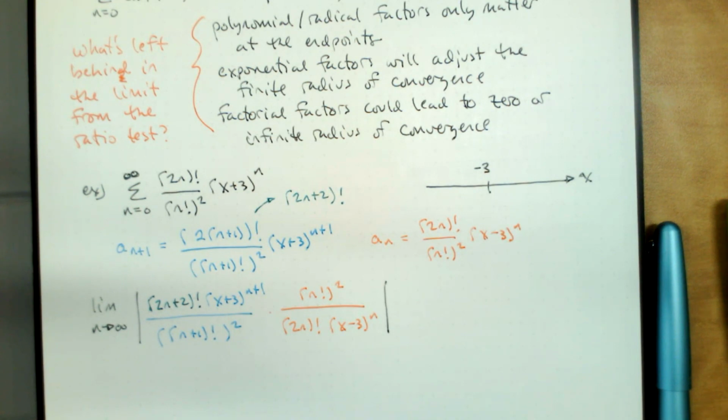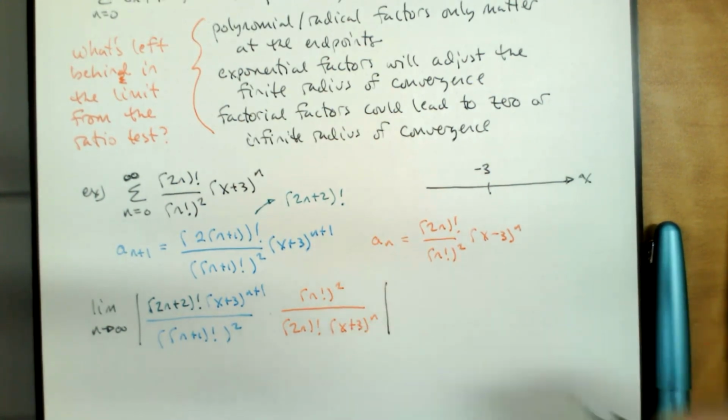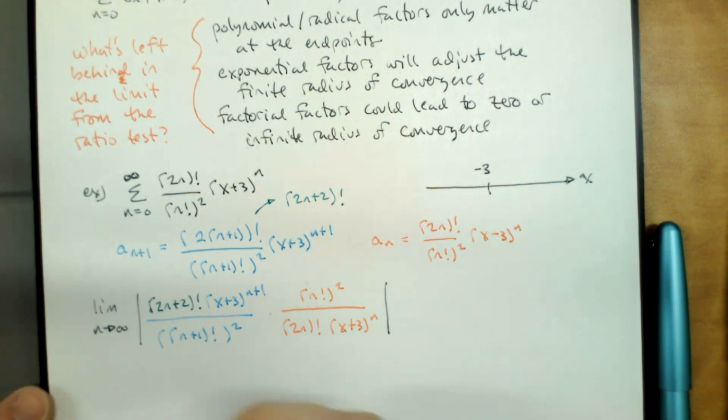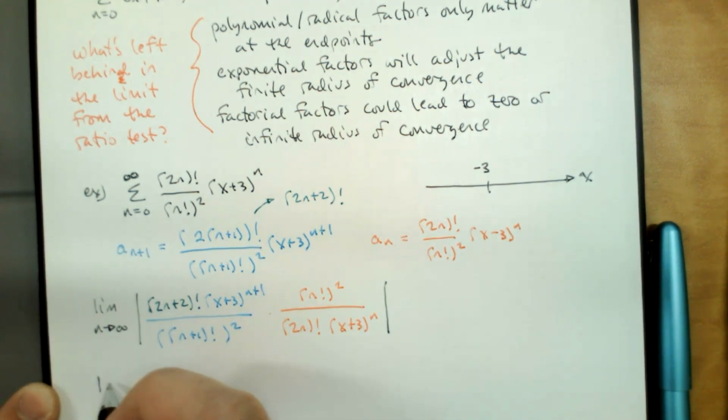So here we are doing a ratio test. With the x plus 3 to the n, the usual thing happens. That's exponential, so n factors cancel out, leaving 1 factor. It's in absolute value signs in the limit, but it no longer involves n. So the x plus 3 to the n plus 1 over x plus 3 to the n will give us an absolute value of x plus 3 outside of the limit.